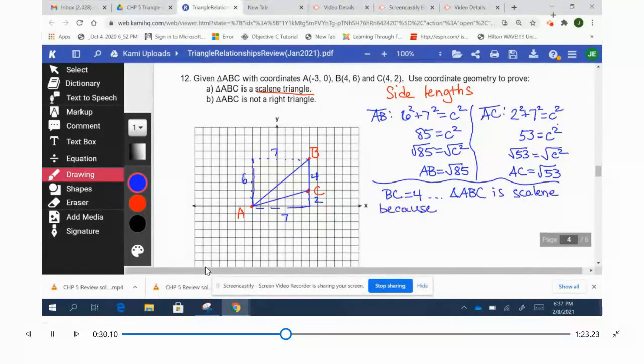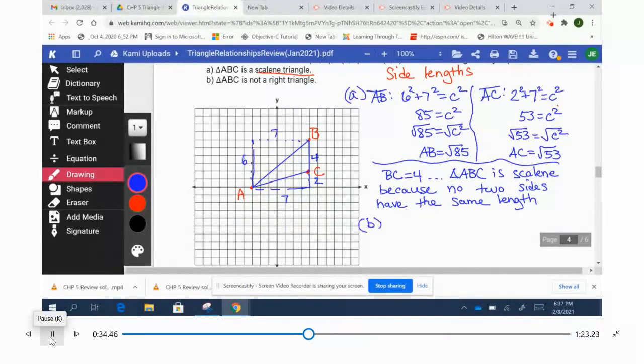Okay, so it's scalene because none of the sides have the same length. Avoid saying because none of the sides are the same. Make sure we're specifying what we did. We calculated side length, so none of them have the same side length.